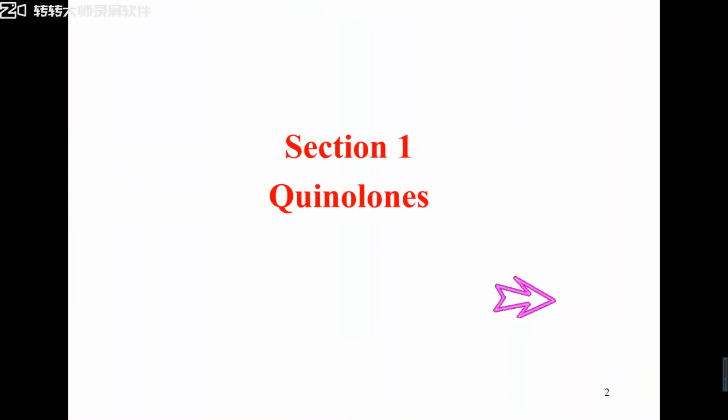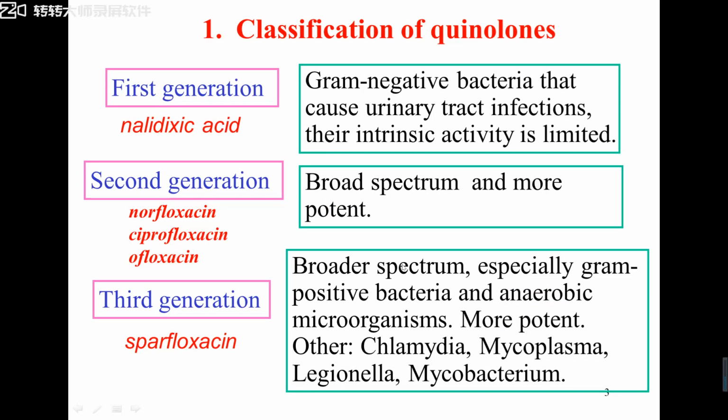Quinolones. The first kind of synthetic antibiotics we will study is quinolones. Quinolones divide into three generations. The first generation quinolones, such as nalidixic acid, isn't used in clinic. This drug can kill gram-negative bacteria that cause urinary tract infections, but its intrinsic activity is limited, so we don't need to remember the drugs, and it isn't used in clinic.